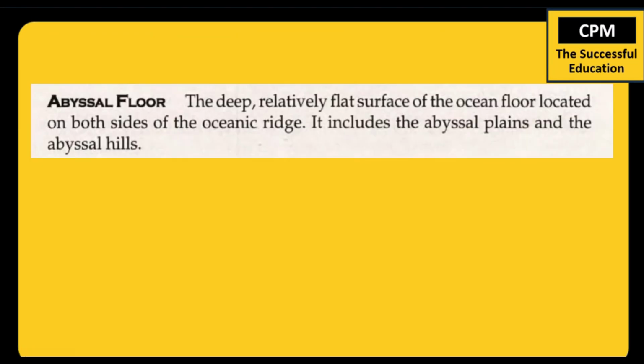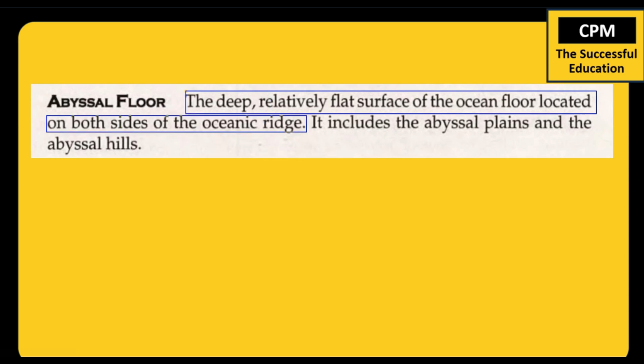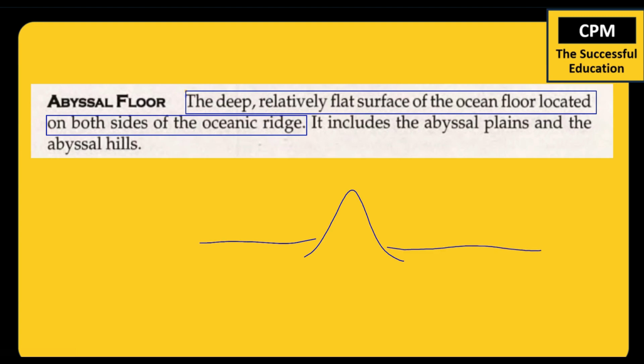Here I can say, what is abyssal floor? It is the deep, relatively flat surface of the ocean floor, deep as well as flat, located on both sides of the oceanic ridge, not only one side. Here it is also abyssal floor, here it is also abyssal floor. It consists of abyssal plains and abyssal hills. I think it is clear to you.